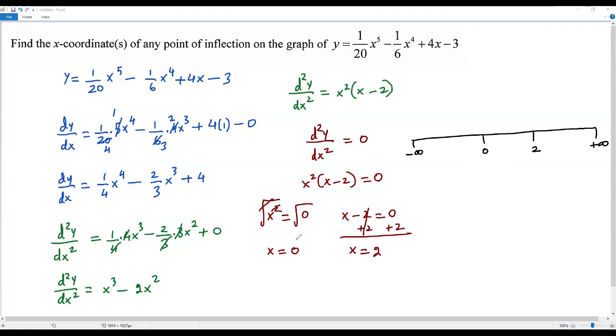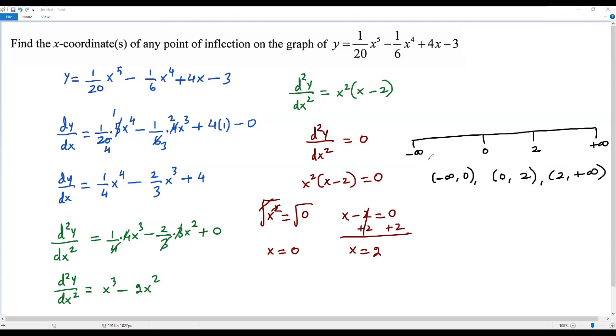Okay, so by plotting these two numbers on the number line, we can split the real number line into three intervals. That is negative infinity comma 0, 0 comma 2, and 2 comma positive infinity. Now we have to check each of these three intervals with the result of the second derivative. Let me check the first interval, negative infinity comma 0, with the second derivative.